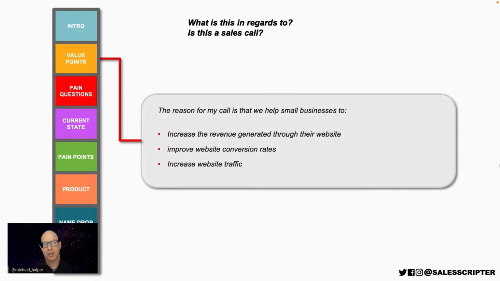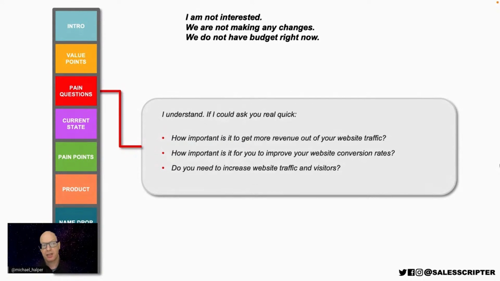So if a prospect says, what's this in regards to, or is this a sales call? You can respond with your value points. Well, the reason for the call is we help small businesses to improve their website conversion rates. If the prospect says any of these 3 objections, I'm not interested, we're not making any changes right now, we do not have budget right now, instead of trying to overcome that objection, you have a couple options, and I'm going to show you a couple here.